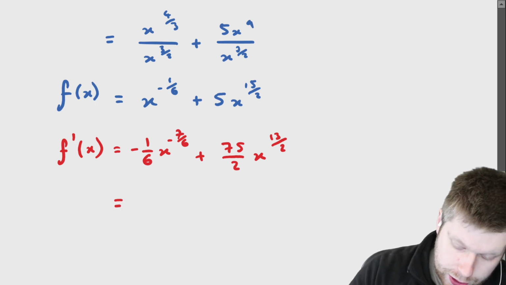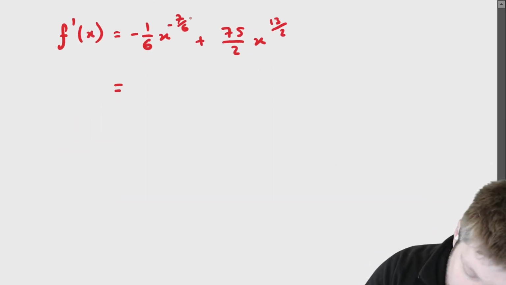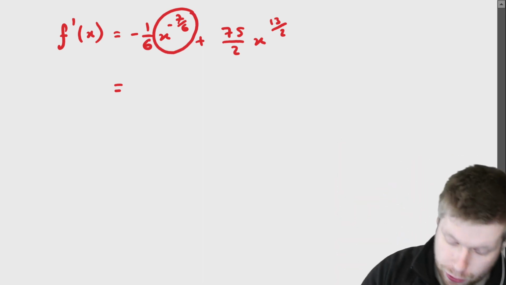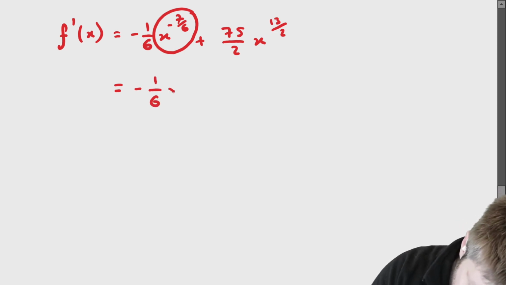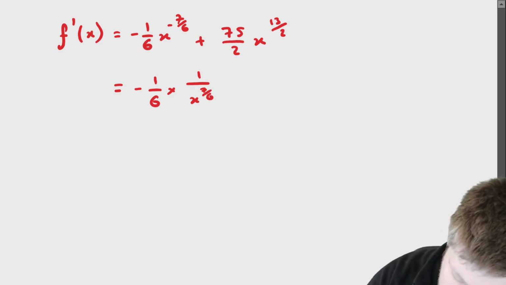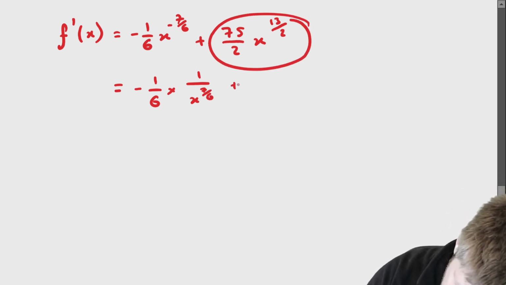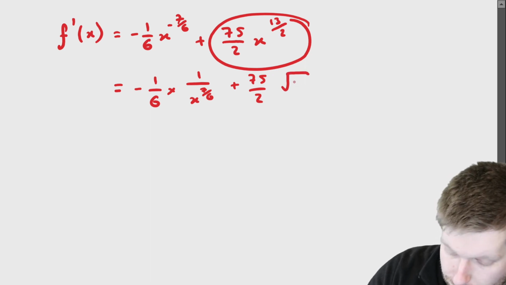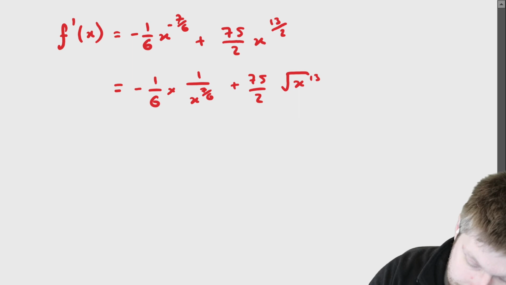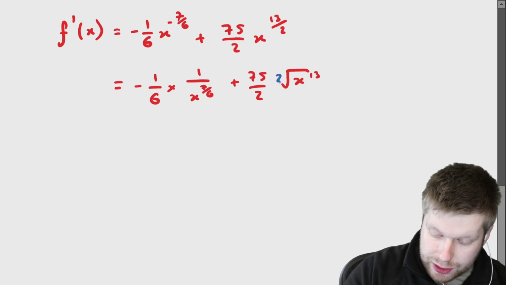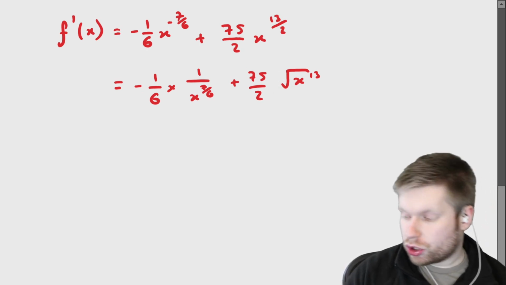So look at this. If I just scroll up so we're focused on this. Have a look at x to the power of negative 7 over 6. Well, the negative just means 1 over. It just means the reciprocal. So I get negative 1 over 6 times 1 over x to the power of 7 over 6. Then if I look at the second term, I get plus 75 over 2 times x to the power of 13 over 2. Well, are you happy that the denominator becomes the square root of x to the power of 13? That denominator of the fraction, the 2 there, climbs down to become the second root. But of course, we don't write the second root, we write it as square root instead.